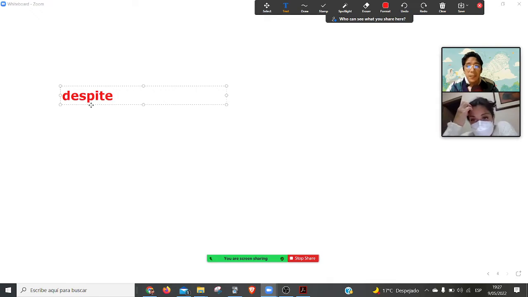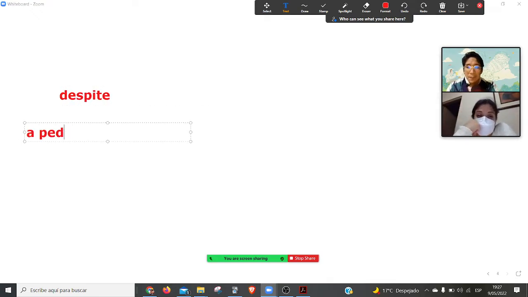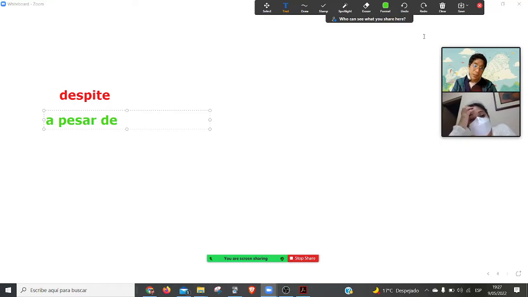Despite means a pesar de. Okay? A pesar de. When we want to contrast two different ideas. For example, despite, a pesar de que estaba enfermo, fui a la fiesta. Contrasto dos ideas que no tienen sentido, ¿cierto? Porque si estás enfermo no irías. Es lo que se espera. So, despite, a pesar de.